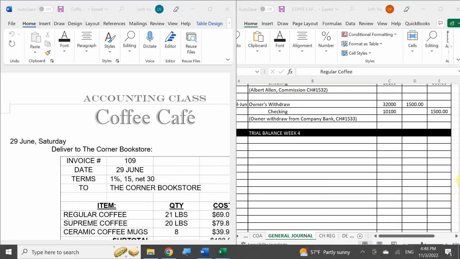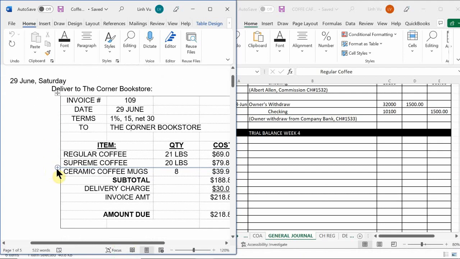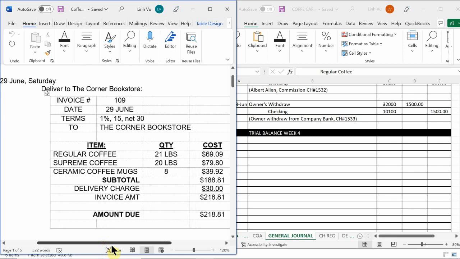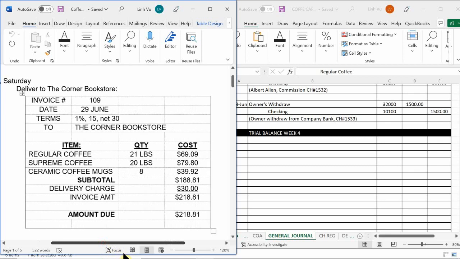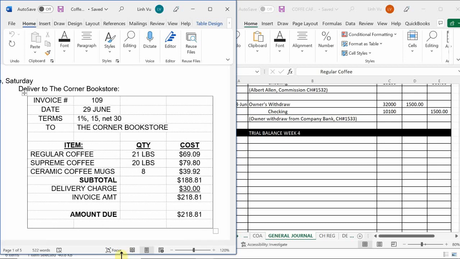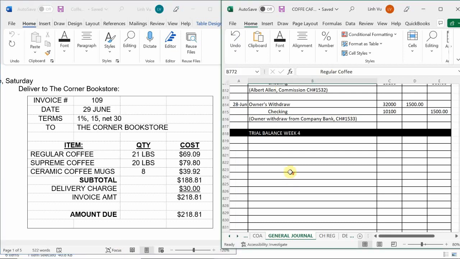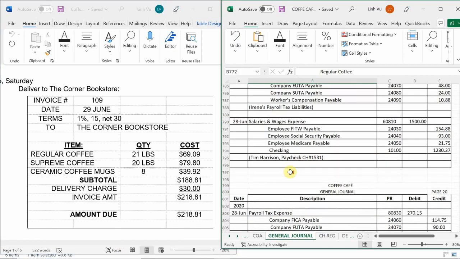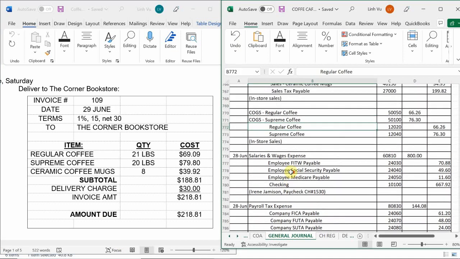So on Saturday, we delivered to the corner bookstore. We sold to the corner bookstore, invoice number 109, 21 pounds of regular coffee and 20 pounds of supreme coffee with 8 coffee mugs. So we're going to look for a similar transaction that we can copy and paste here.